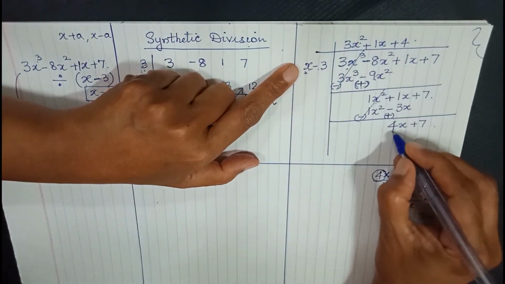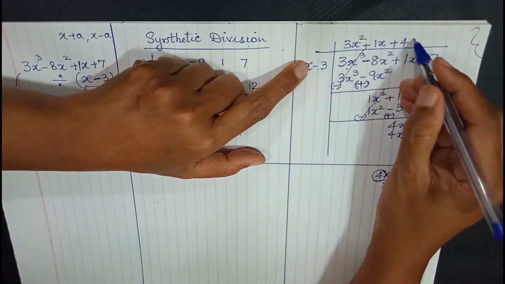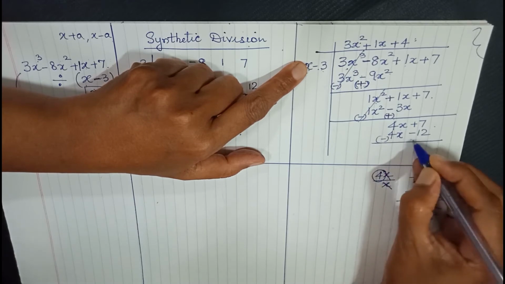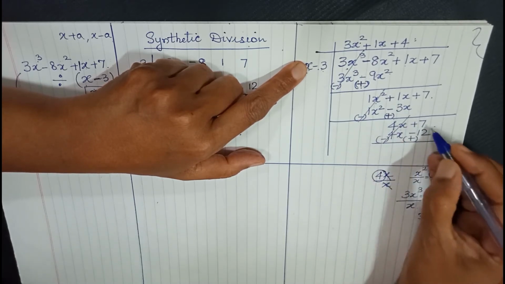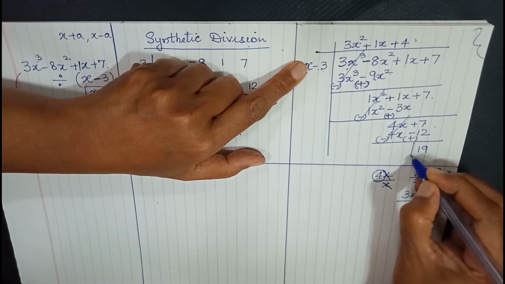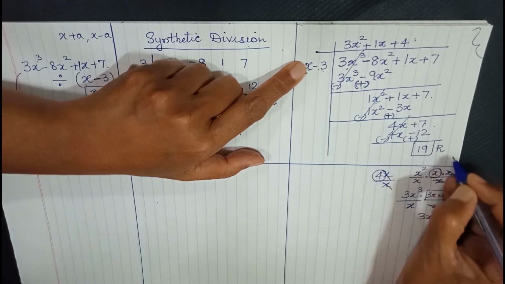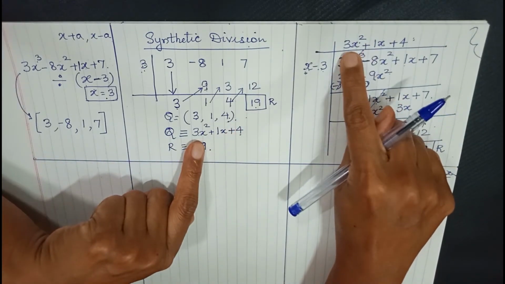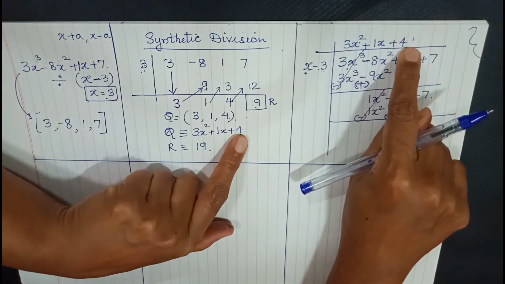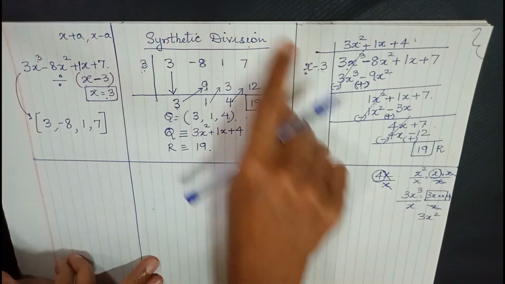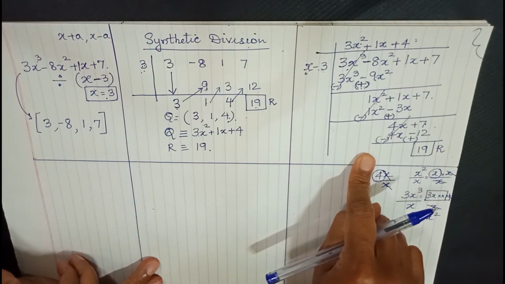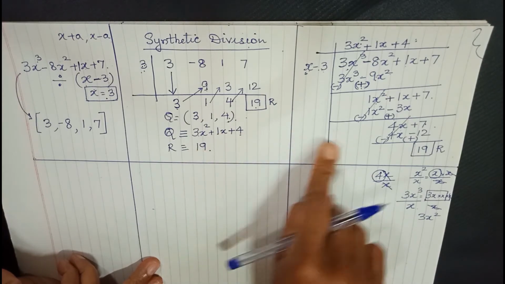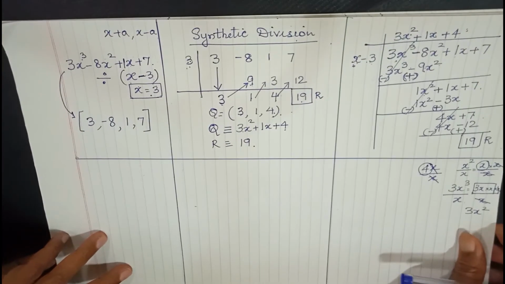So 4 into x is 4x. Minus 3 into 4 is minus 12. We change the signs. And this gets cancelled. 12 plus 7 is 19, which is the remainder. So you can check here. 19 remainder we have got. The quotient is 3x square plus 1x plus 4. So any division, either you do by synthetic method or the vertical method, the answer that you will get is the same answer. Right? So let's repeat a few more examples.